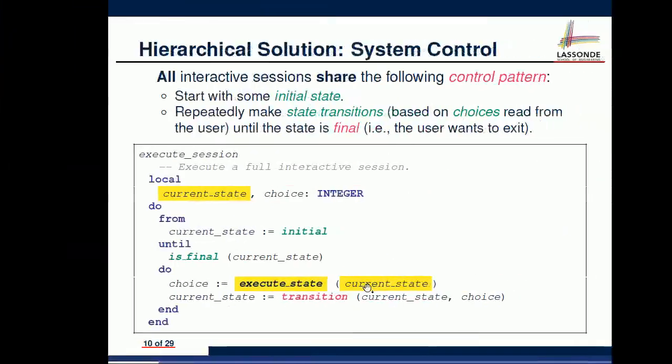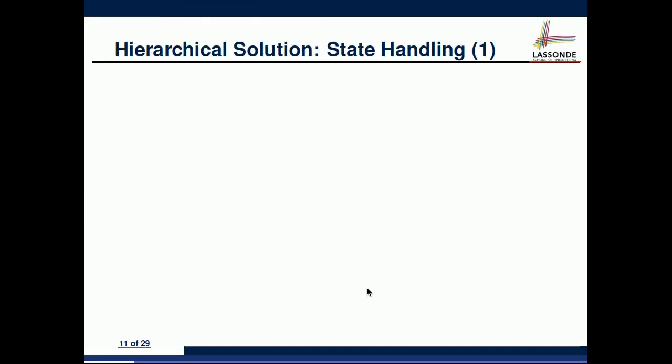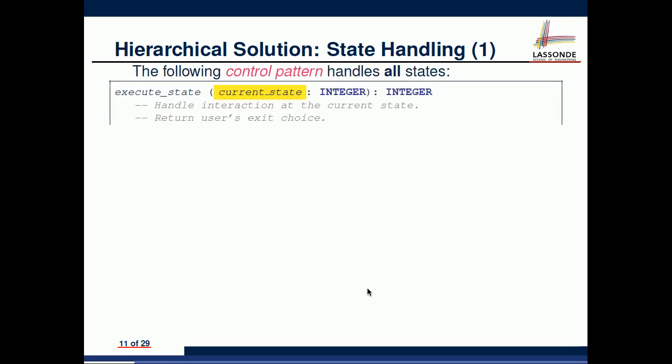Let's look at the code very quickly. So now, let's say execute state, right? Okay, it's a different level already. So now, given the current state, which is an integer, we're going to do the following, okay? Overall, it's going to look like this.